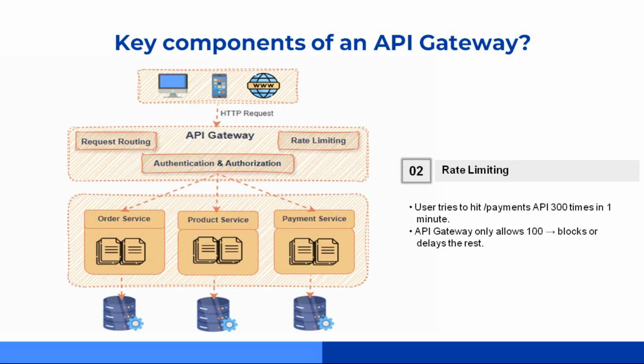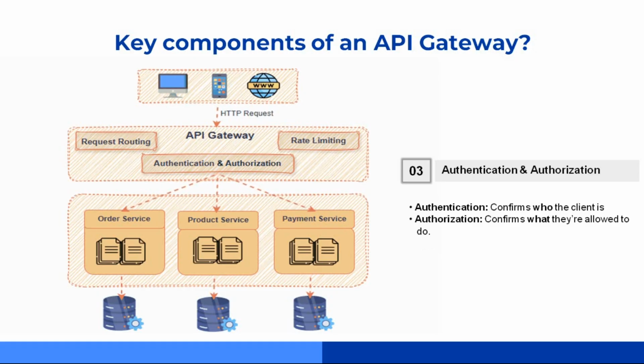Now, let's talk about rate limiting. Rate limiting is like a speed limit for your API. It's there to protect your backend from getting overwhelmed by too many requests, whether it's from a buggy application or even from a malicious attack. So the API gateway can set a rule like only 100 requests per minute per user or per API key. For example, imagine a user tries to hit the payments API 300 times in just 1 minute. But because we have rate limiting, the API gateway will only allow 100 requests in that minute and the rest will be blocked. Yeah, simple but powerful to keep your system healthy and stable.